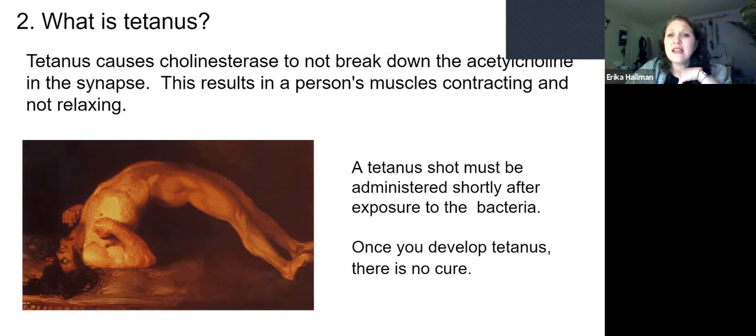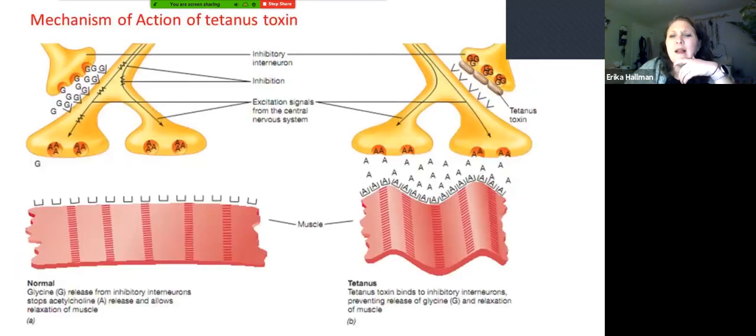But essentially, tetanus is found in a bacteria that is naturally occurring in the dirt and in the soil. It's also naturally occurring in dirty metal things that have become rusted and corroded. Bacteria is usually found there too. And tetanus is caused by this enzyme called cholinesterase to not break down acetylcholine at the synapse. So let me explain what that means.